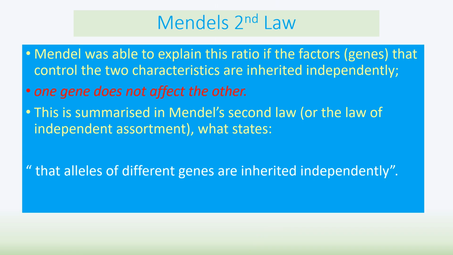So Mendel's second law, as a result, was that he was able to explain his ratio because he said that one gene does not affect the other, and this is summarized in his second law, which states that alleles of different genes are inherited independently.